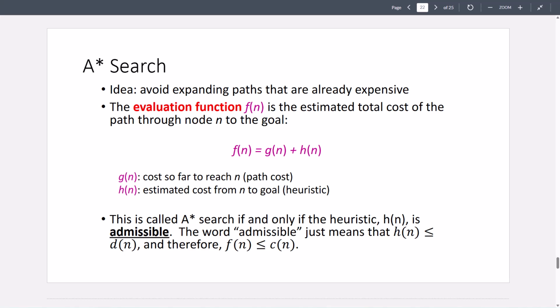In the last part, we learned about greedy best first search. It expands nodes that seem closest to the goal based only on h of n, which is the heuristic. The problem here is that it can be incomplete and non-optimal. On the other hand, what we saw in uniform cost search under the uninformed search category, they only consider the cost so far, which is g of n.